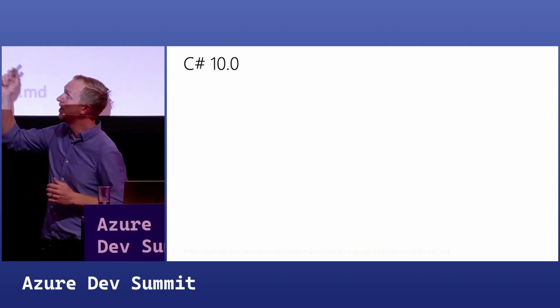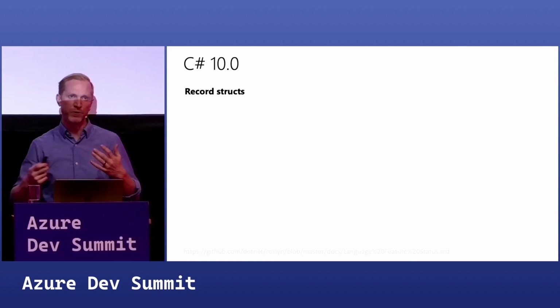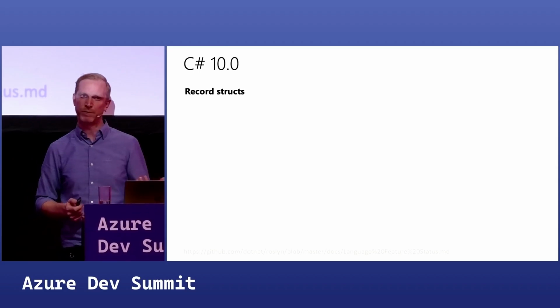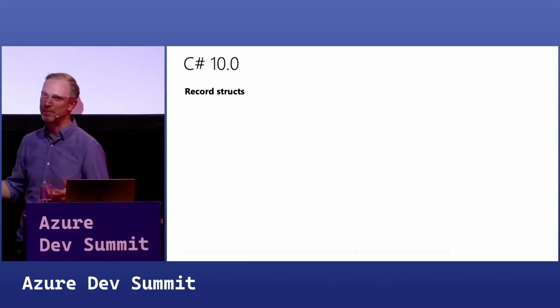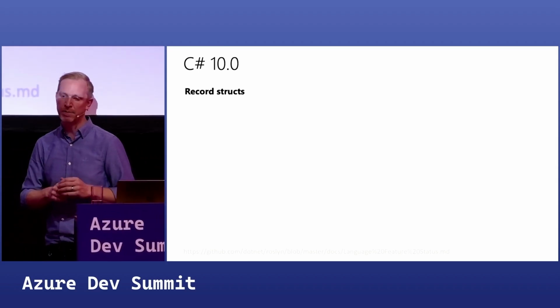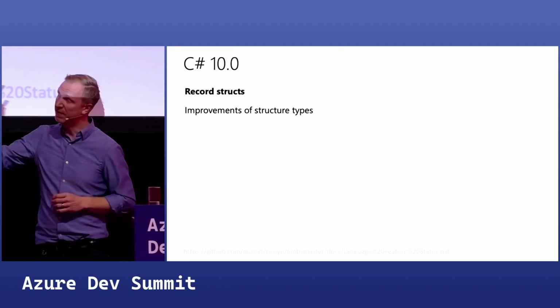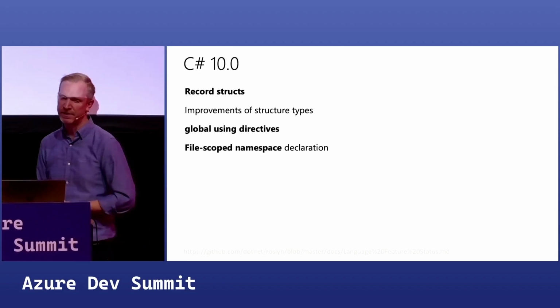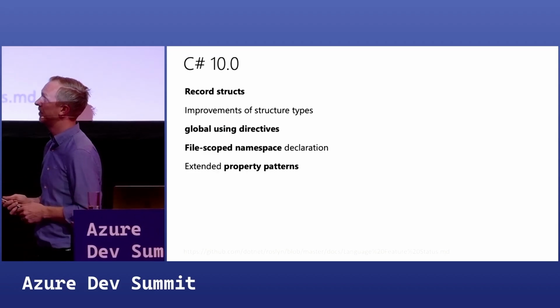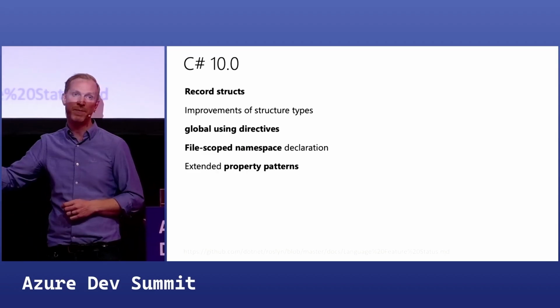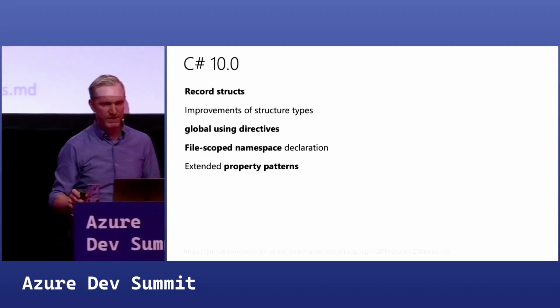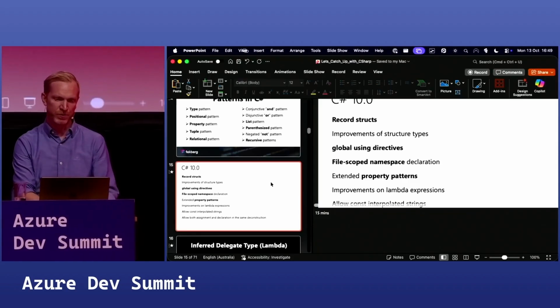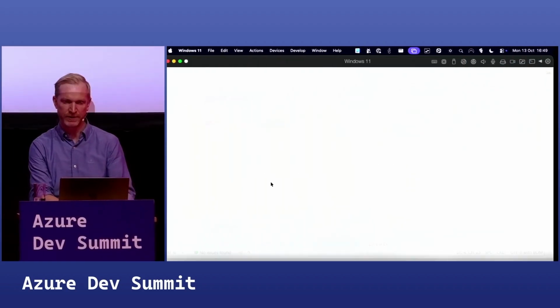All right, so with C# 10, they introduced record structs just as record classes. We can do the same for structs. I don't know many people using structs unless you write really high-performance code. They improved some structure types. There's a global using directive. There's a file scope namespace declaration. And they've extended the property pattern. So let's jump over to Visual Studio and talk about three of those things.